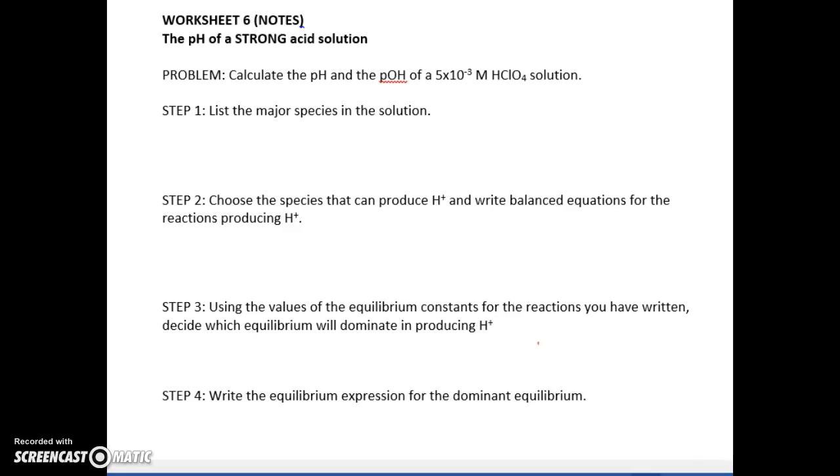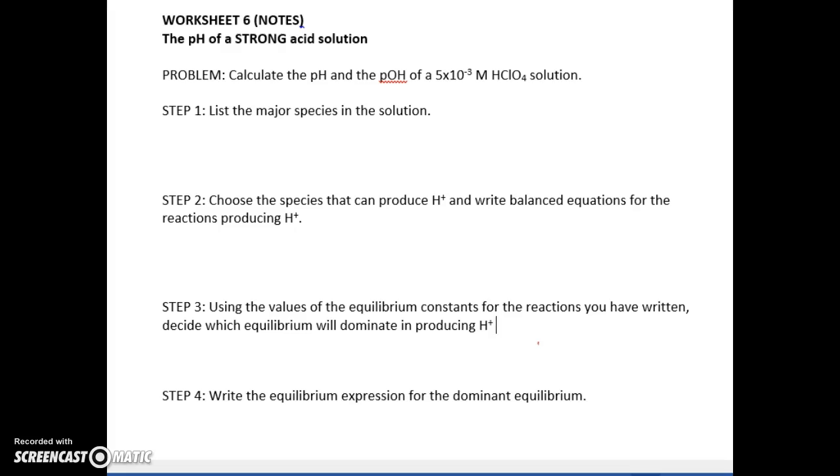Today we're going to look at how to do the pH of a strong acid solution. Please turn to Worksheet 6 in your packet, and this will be the notes section here for this unit. So it says to calculate the pH and the pOH of a 5 times 10 to the minus third molar HClO4 solution.